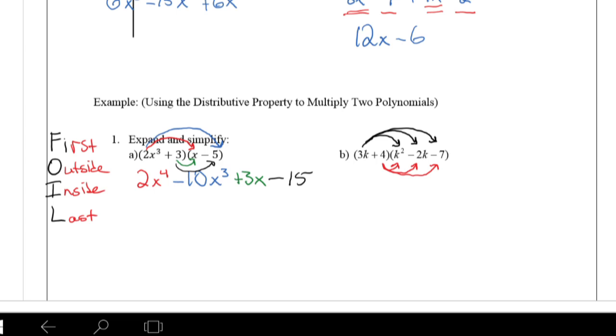So I'm going to end up with 3 terms from my 3k multiplying by those 3 things, and then another 3 terms when I multiply my 4 through. So I'm going to end up with 6 things, and then I'm going to have to combine any like terms I have. All right, so 3k times k squared is going to give me 3k cubed. 3k times negative 2k give me negative 6k squared. And 3k times negative 7 is going to give me negative 21k.